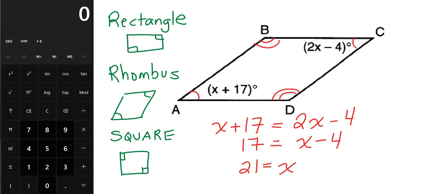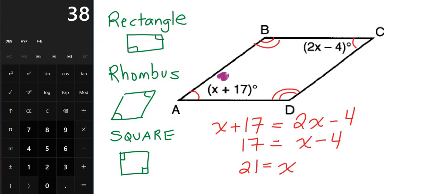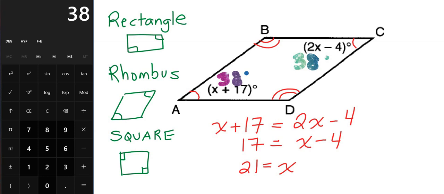Let's just see what the angle measure would be for angle A now that we know that x is 21. So in my calculator, 21 plus 17 gives me 38 degrees. So that means that this angle measure at A is 38 degrees. What about for C? Again, if I plug in the 21, 2 times 21 equals 42 minus 4, I get 38. So both of them are 38 degrees, which is exactly what I want. Parallelograms have opposite angles that are congruent. Okay, let's move on.